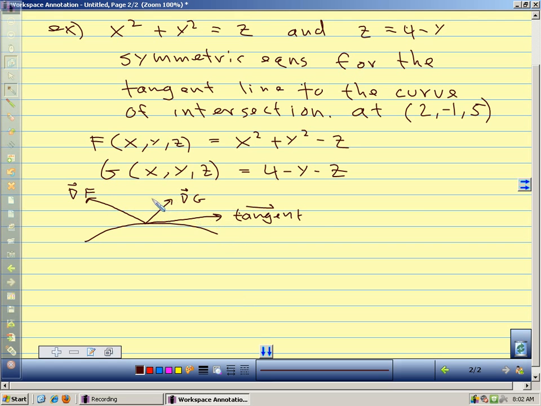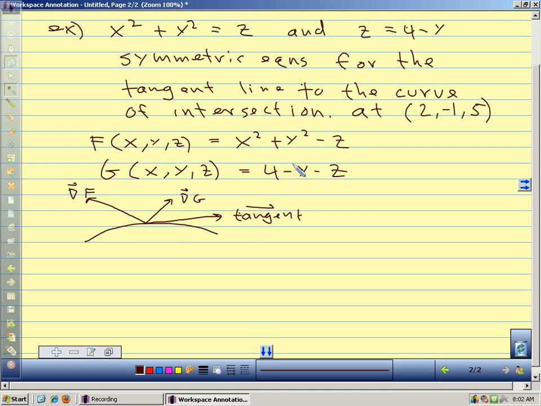If we add them, we're going to get a vector that goes off in... Not necessarily. There we go. Cross product. Yeah. If we find the normal vector to each surface at the point, the cross product is going to point in the direction of the line of intersection, the tangent line of intersection.